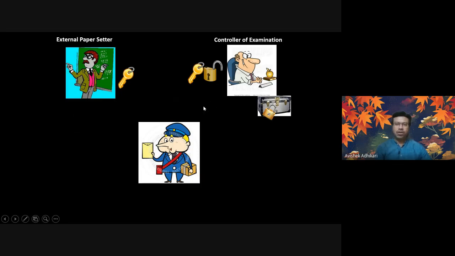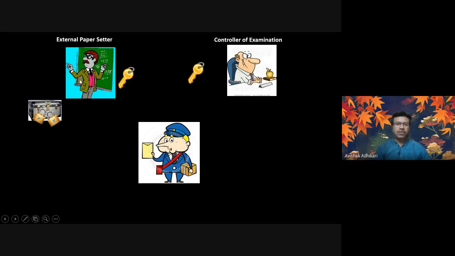He has the lock, but he doesn't have the key. So the question is how he is going to open this. So the protocol that we have used here, then he will use his second lock and key, and he will make a lock of it, and he will send it back to the paper setter through this postman.